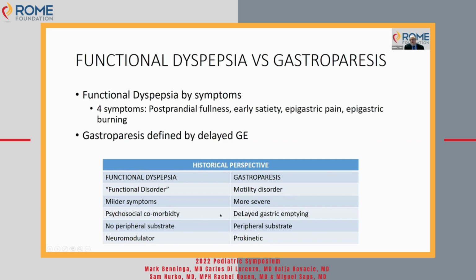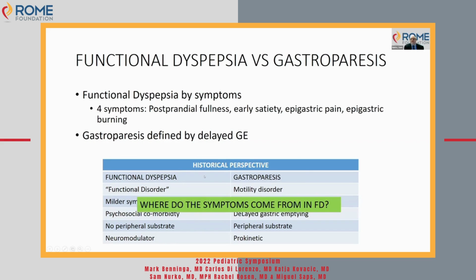If you look at the Gastroparesis Consortium, their definition of functional dyspepsia tends to be people with normal gastric emptying. But now we know that the more you study these patients, the gastric emptying may not be as normal as you think, and there's more psychosocial comorbidity. Again, there's no specific peripheral substrate you could demonstrate in the ICCs and other things. And the treatment of functional dyspepsia was the neuromodulator.